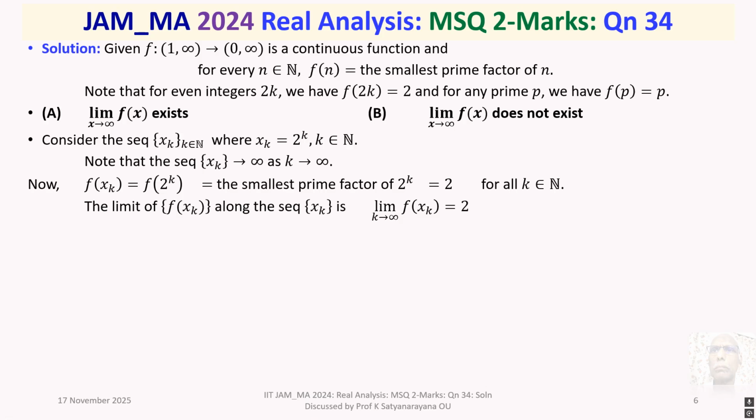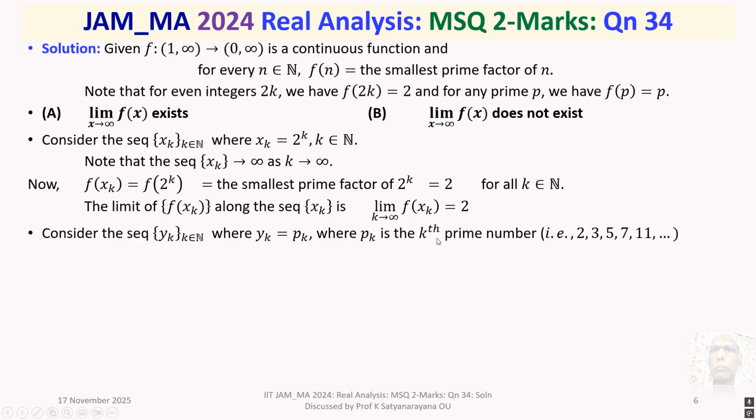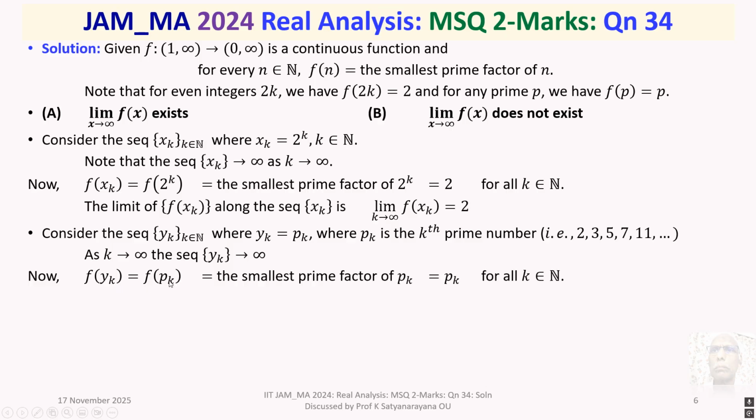Now consider the sequence yk, where yk is pk, the kth prime number. That is, the first prime number is 2, the second prime number is 3, the third is 5, then 7, 11, etc. As k tends to infinity, the sequence of prime numbers tends to infinity, so yk tends to infinity. Now their images f of yk is equal to f of pk. The smallest prime factor of pk is none other than pk for all k belonging to n.